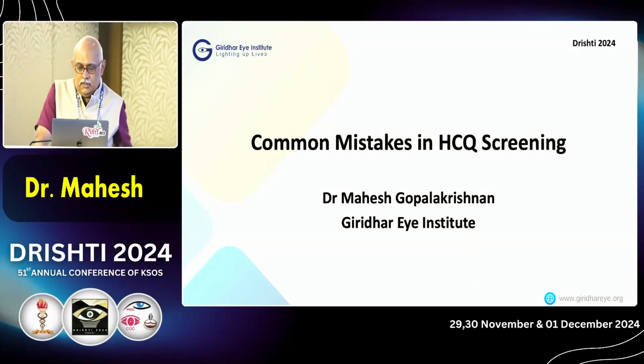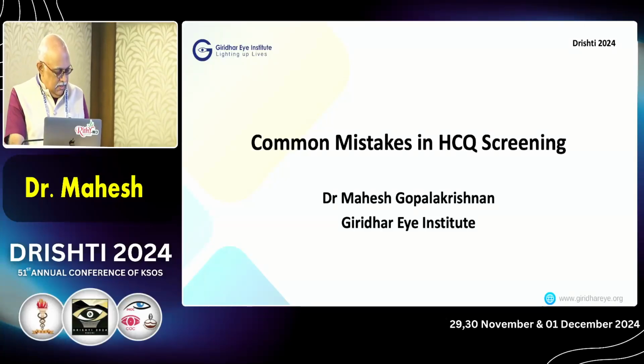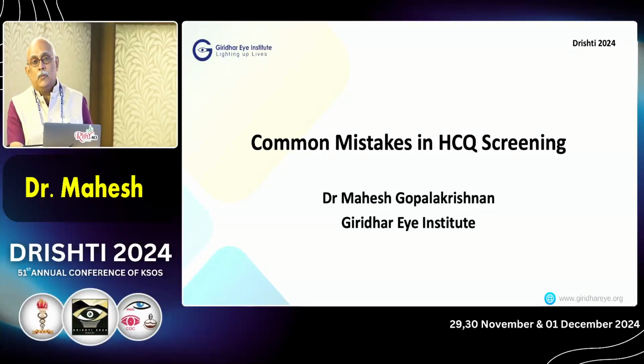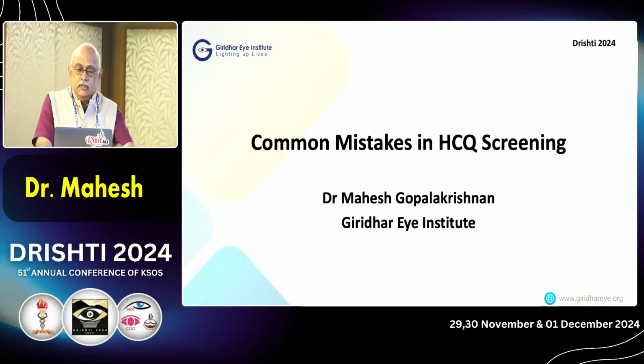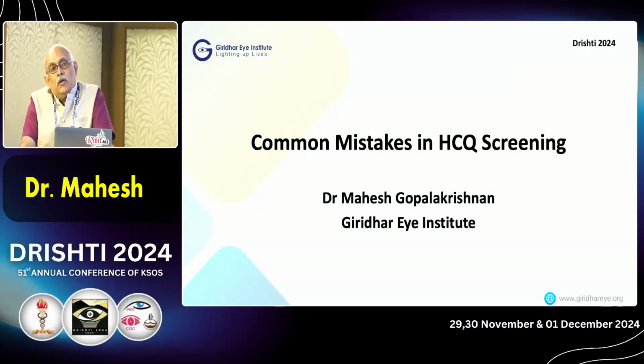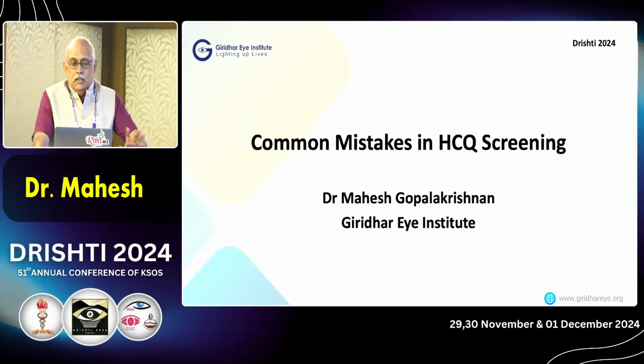Thank you, everyone. This is a very important topic because every day I see a lot of references where the ophthalmologist has given a letter to the rheumatologist: there is some scotoma in the field and OCT shows thinning, so stop the medicine. This is what our ophthalmologists are reporting, and this is actually wrong. I want to show some slides on what mistakes we make when we screen for HCQ.